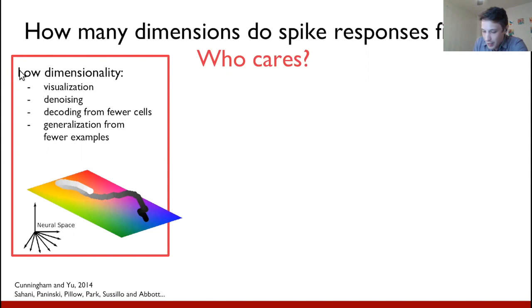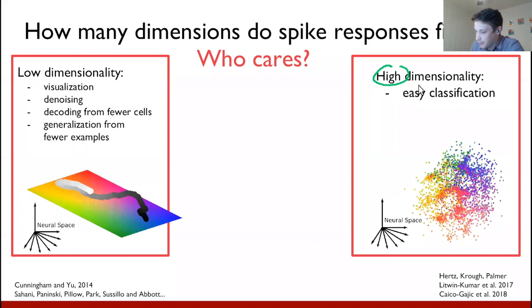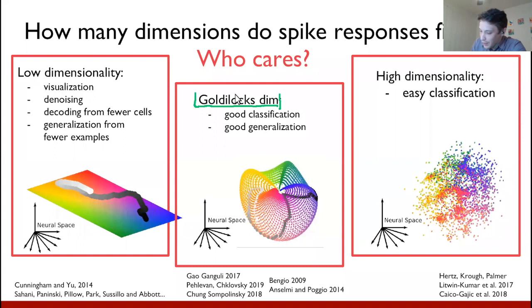For example, if the dimensionality of neural activity is low, then low dimensionality has been associated with a number of good things, like denoising or decoding from fewer cells. But I think the most important is really the fact that a low dimensional code is something that generalizes more. On the other hand, a high dimensional code has been associated with the fact that you can decode information from it more simply. For example, each of these points here can be thought of as being separable from all the others with a linear hyperplane. That is a feature of decoding. So it seems that if you want both generalization and good decoding properties, you need to live in the middle. And what we term in our lab some sort of Goldilocks dimensionality hypothesis, where you can both classify information well and also have good generalization properties.